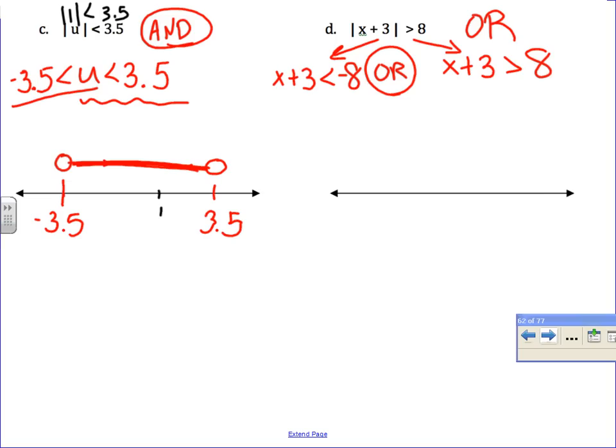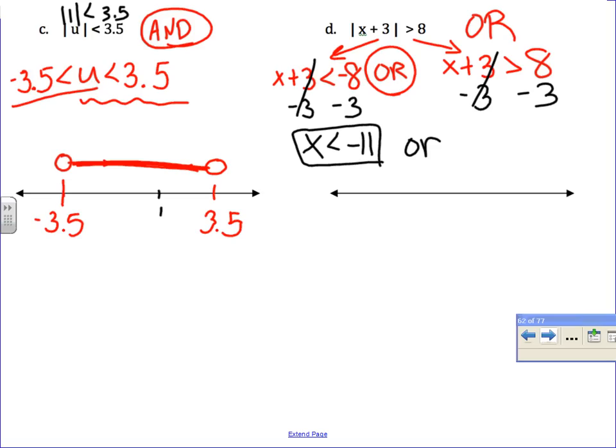So I'm going to start with this one. To get x by itself, we just subtract 3 on both sides. So we have x less than negative 8 minus 3, which is negative 11. Or, since it's greater, to move the 3 to the other side on the right one, we subtract 3 on both sides. We get x is greater than 5.